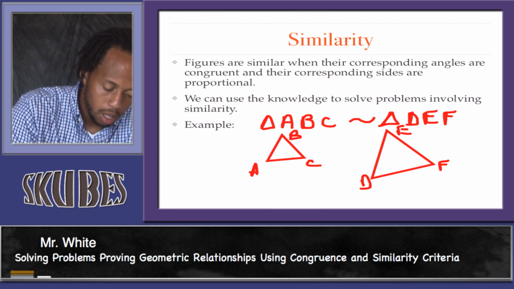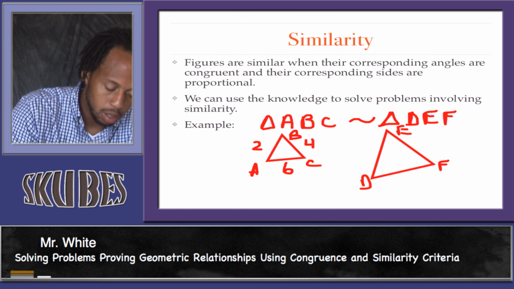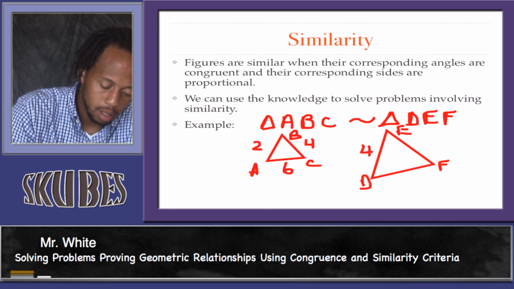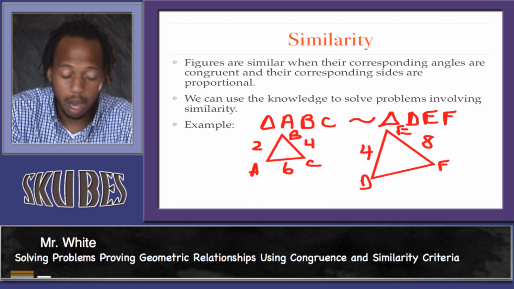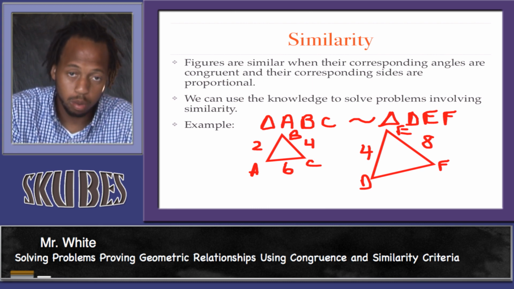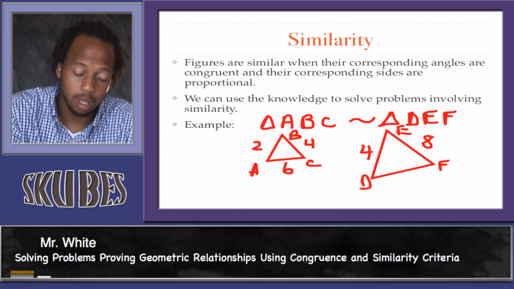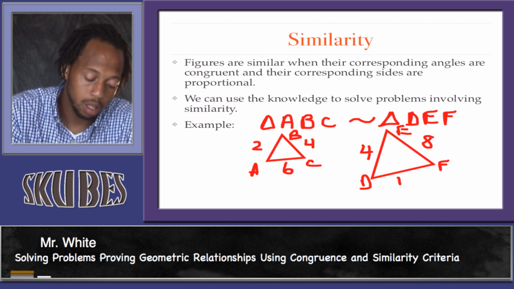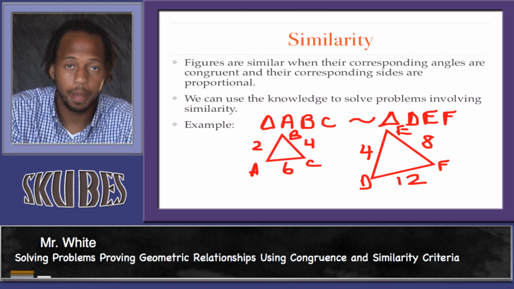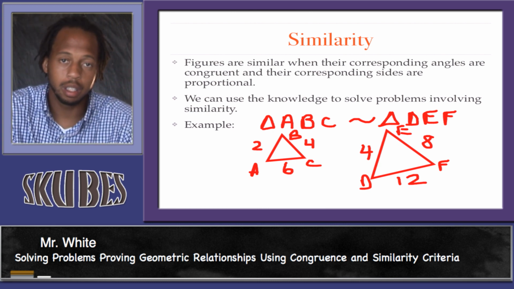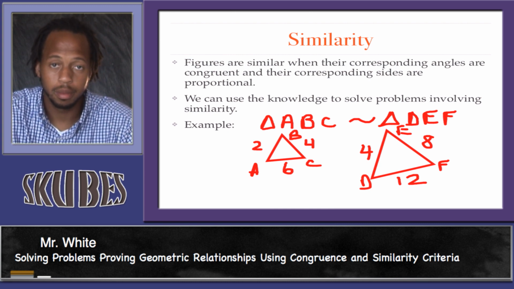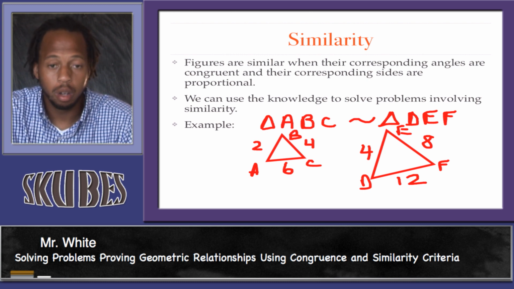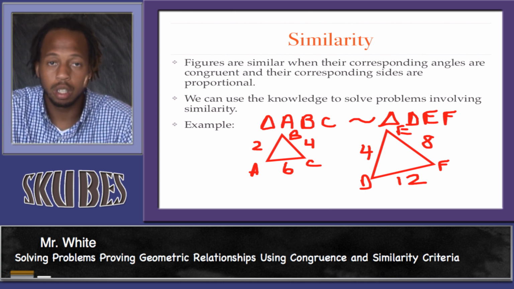So with that being said, if this side is 2, this side is 4 units, and this side is 6 units, and we know that this side is 4 units, this side is 8 units, and because the common ratio appears to be 2, we multiply these sides by 2 to get to the sides in triangle DEF. We would figure that side DF would be 12 units. And so that's how we will use our knowledge about similarity to solve problems involving similarity. This concludes our lesson on solving problems proving geometric relationships using congruence and similarity criteria.